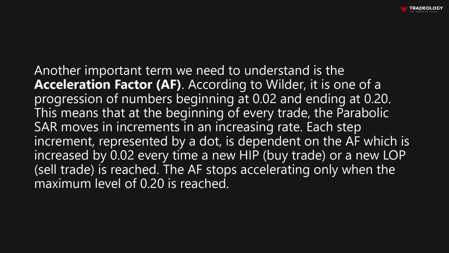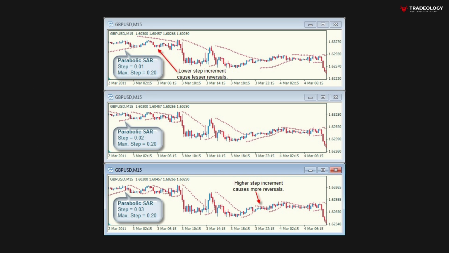According to Wilder, it is one of a progression of numbers beginning at 0.02 and ending at 0.20. This means that at the beginning of every trade, the Parabolic SAR moves in increments at an increasing rate. Each step increment, represented by a dot, is dependent on the AF, which is increased by 0.02 every time a new HIP for a buy trade or a new LOP for a sell trade is reached. The AF stops accelerating only when the maximum level of 0.20 is reached. So let's have a look at some images here.